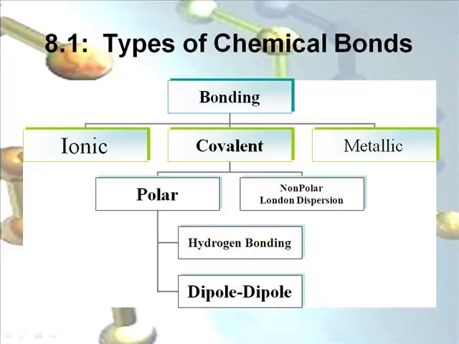Folks, do you realize there are 3 main kinds of bonding? Many of you have seen a chart like this before, but we're going to talk about this. There is ionic bonding, there is covalent bonding, and there is metallic bonding.